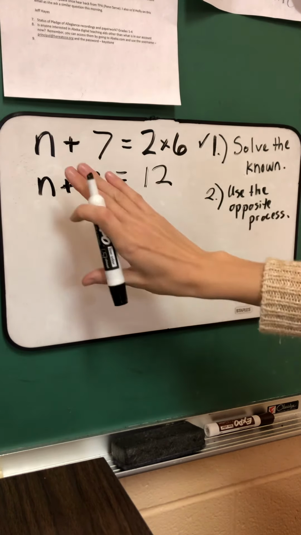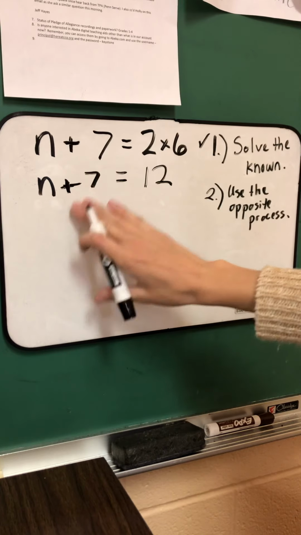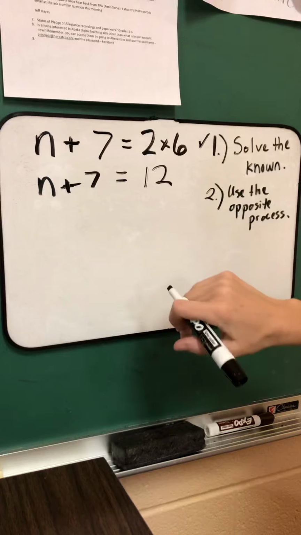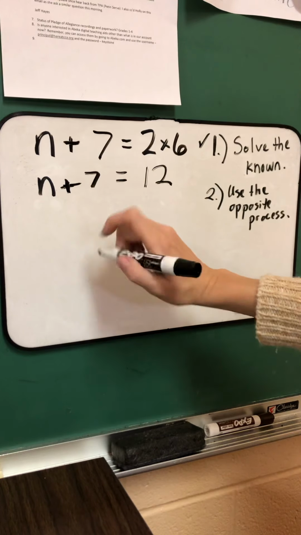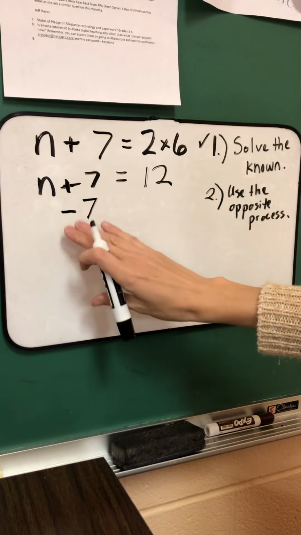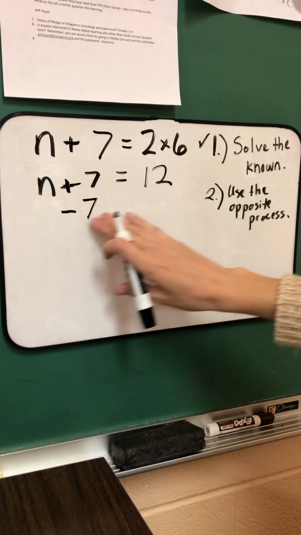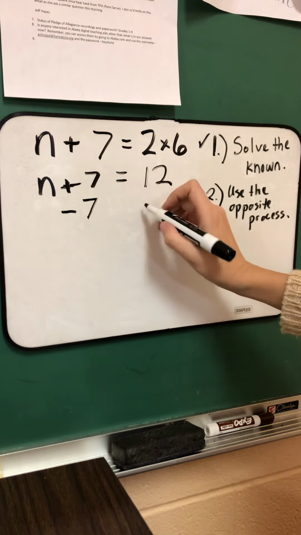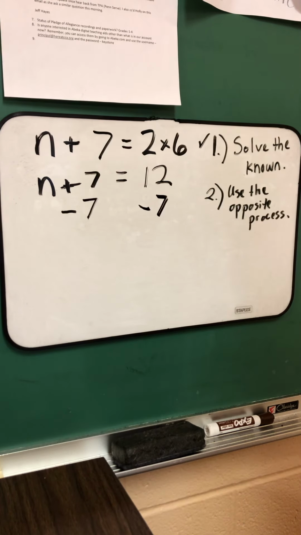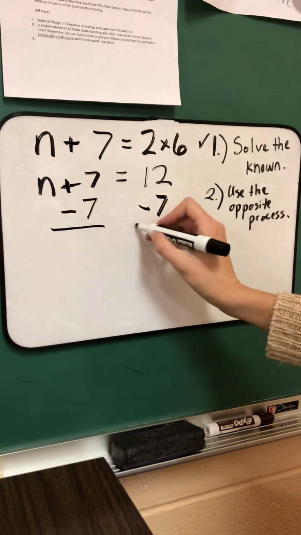Subtracting. Whatever we do to this side of the equation, we have to also do to the other side to balance it out. For example, the opposite of adding is subtracting. But remember, whatever we do to this side, we also have to do to this side. So 12 minus 7. Let's see what those equal.